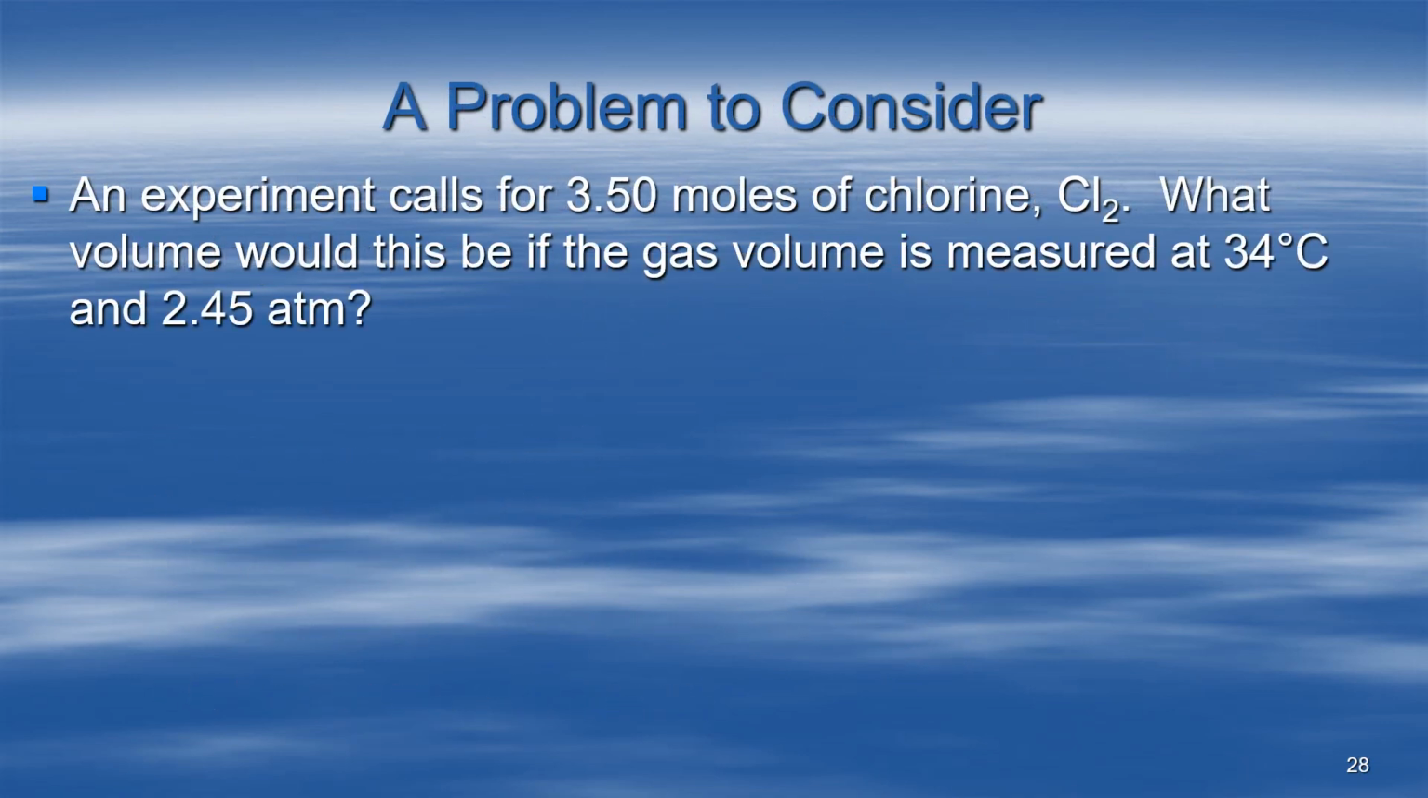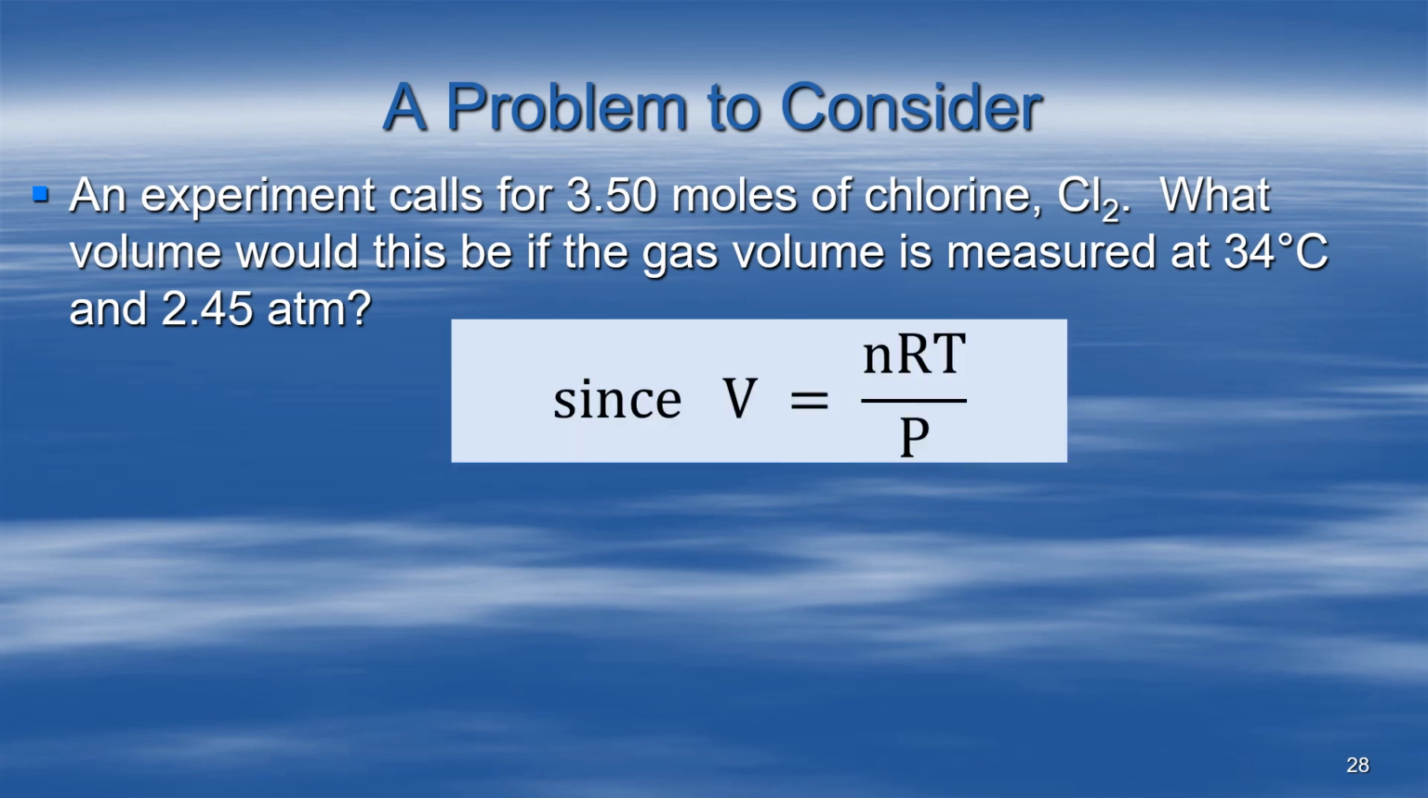So let's just look at a quick problem. An experiment calls for 3.5 moles of chlorine gas. What volume should I measure at 34 degrees Celsius and 2.45 atmosphere? So to know that I have that many moles. All right, so I know PV equals nRT. This time, because I'm looking for volume, I'm going to solve the equation for volume, nRT divided by P.